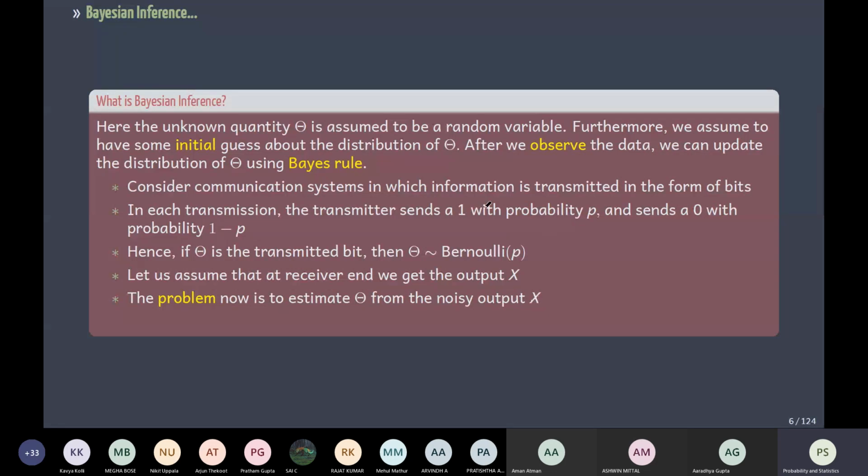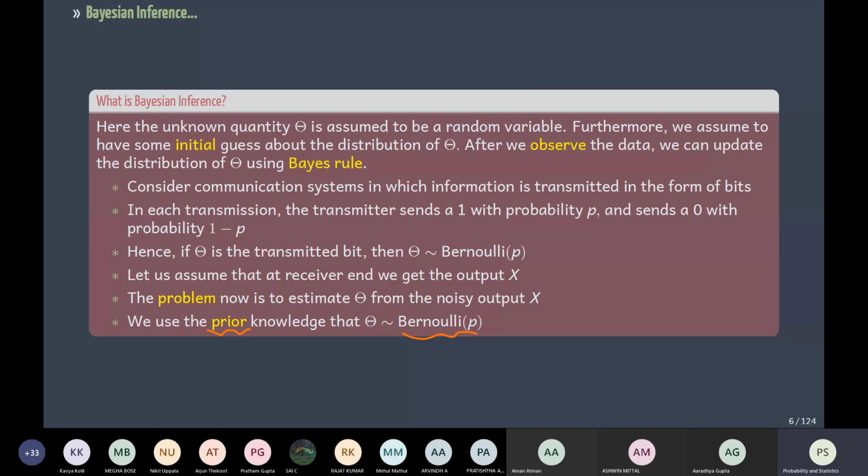There is some probability involved in which output x we are going to expect, because there is some probability involved in the bits. So theta is going to be estimated from a noisy output x. In this case we are also going to use the prior knowledge that theta was given to be Bernoulli. That prior knowledge is already known, given to us.